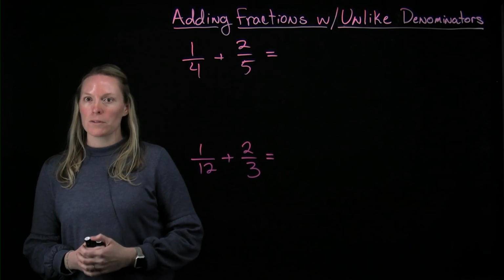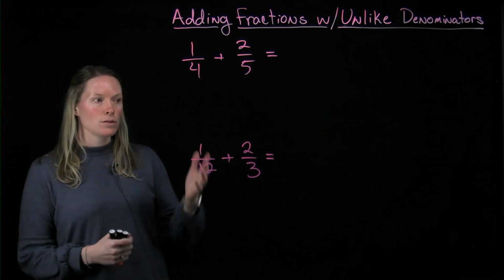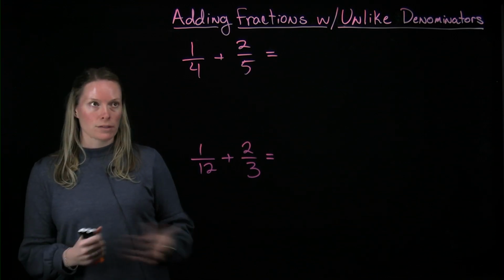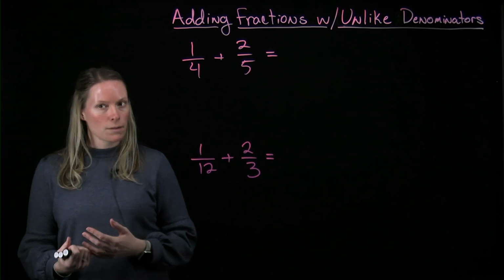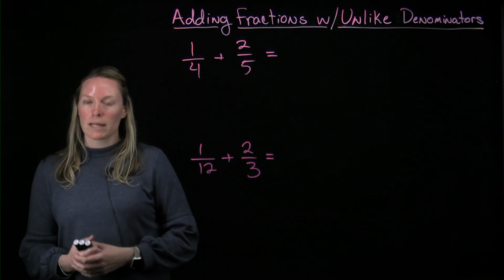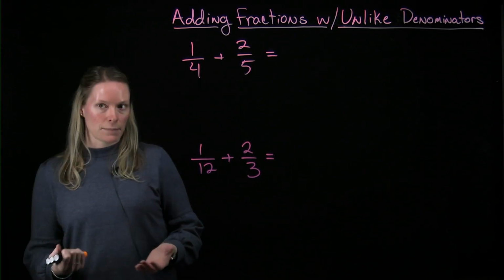In this video, I'm going to be showing you how to add fractions with unlike denominators. You'll notice that we have two different equations here where we're going to need to add these two fractions together that have different denominators, or unlike denominators. The method that I'm going to be using in this case is to find the least common multiple of the denominator, or the least common denominator.